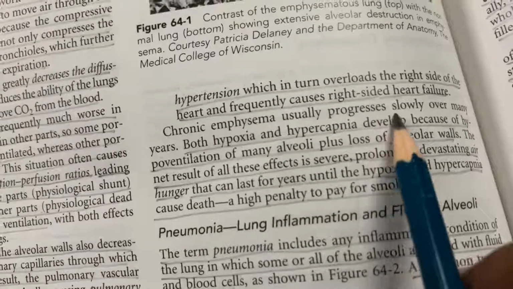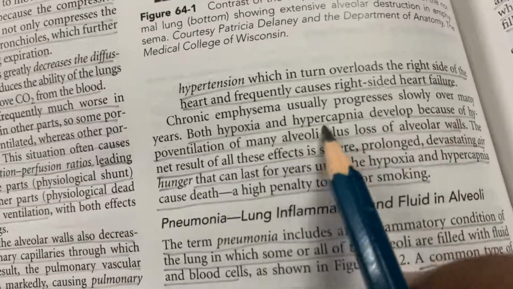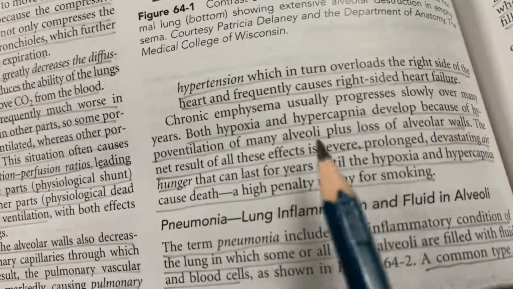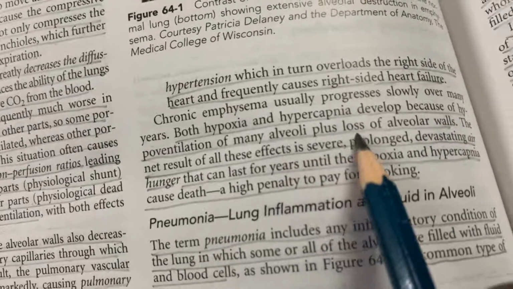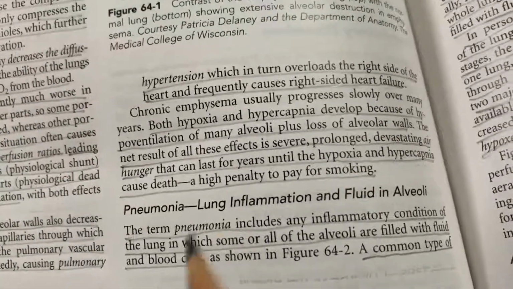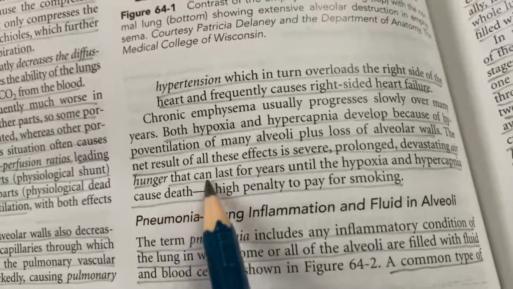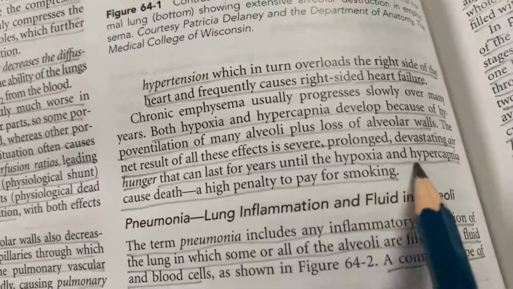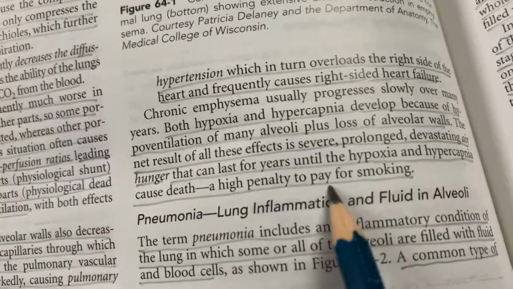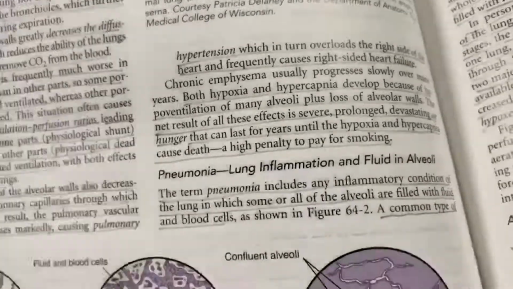Chronic emphysema usually progresses slowly over many years. Both hypoxia and hypercapnia develop because of hypoventilation of many alveoli plus the loss of alveolar walls. The net result of all these effects is severe, prolonged, devastating air hunger or dyspnea that can last for years until the hypoxia and hypercapnia cause death, a high penalty to pay for smoking.